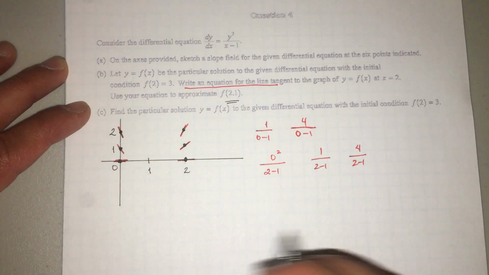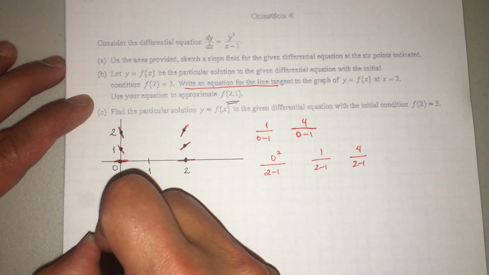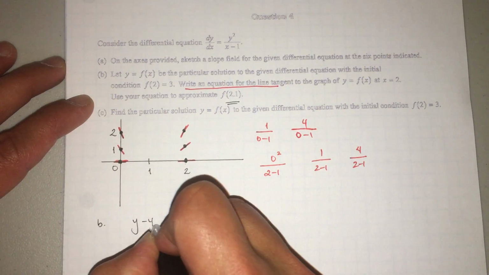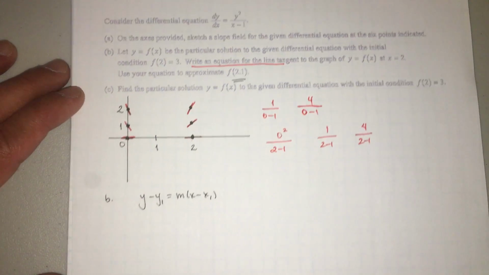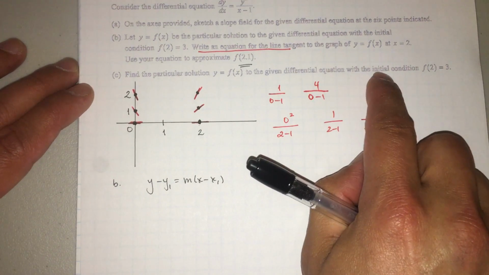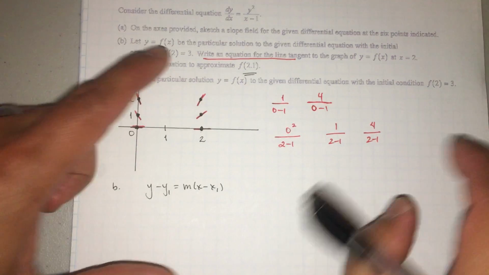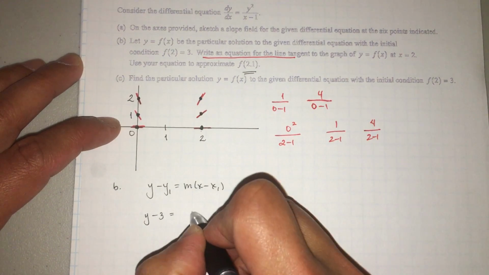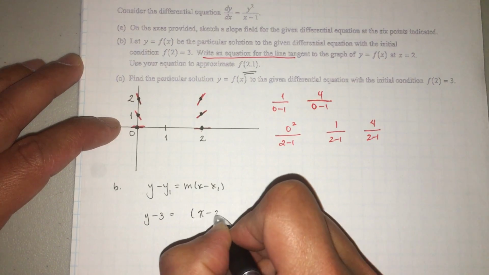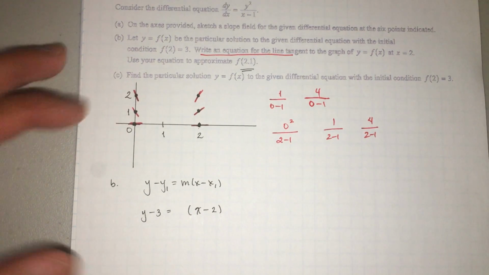As soon as I see write the equation, I go to y minus y1 equals m times x minus x1. Boom. Because that gives me a starting point. Plug in your initial condition. What is that? 2, 3. X is 2, y is 3. Boom, that's x minus 2. All I have to do is figure out my m.